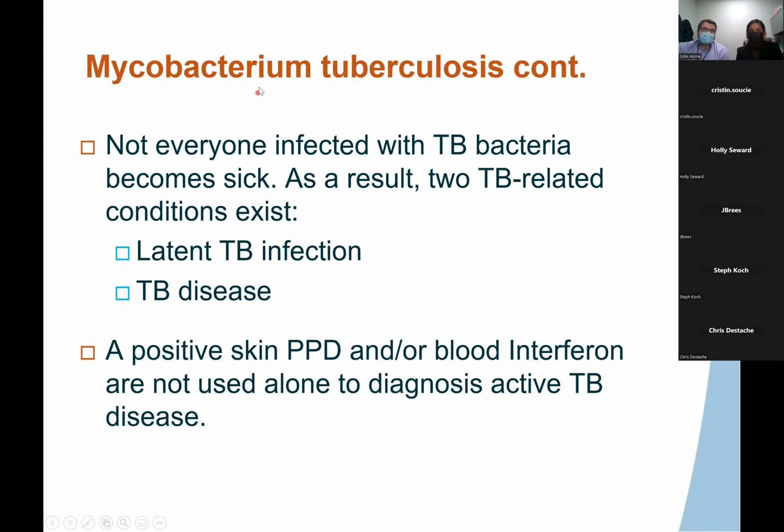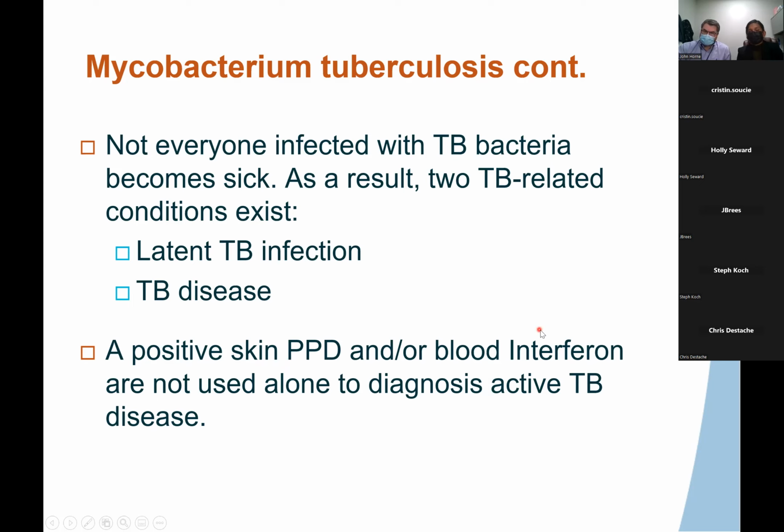So with tuberculosis, not everyone infected with TB bacteria becomes sick. A lot of people, their immune system can handle it just fine. And those people, if they've been exposed to it, it's called latent tuberculosis infection. They've been exposed and their body really has it under control. And then there's tuberculosis disease. Tuberculosis disease is when their immune system doesn't have it under control, and it's really causing a problem. It's causing infection.